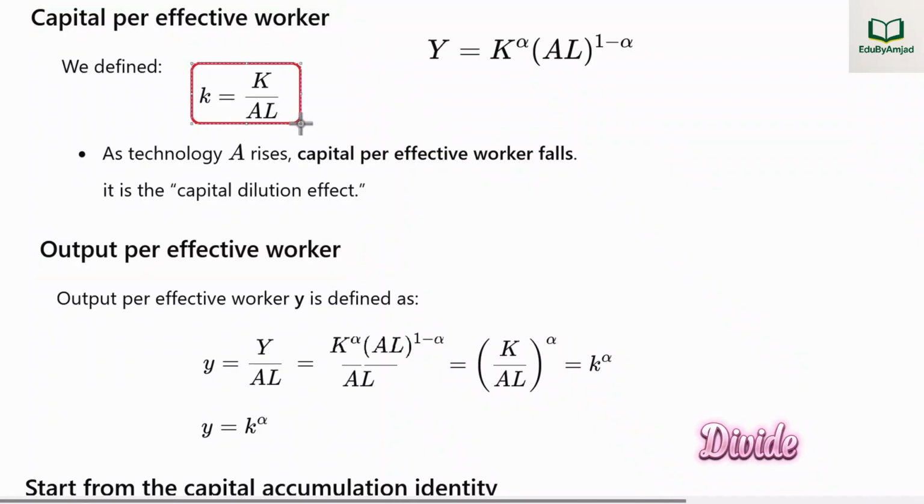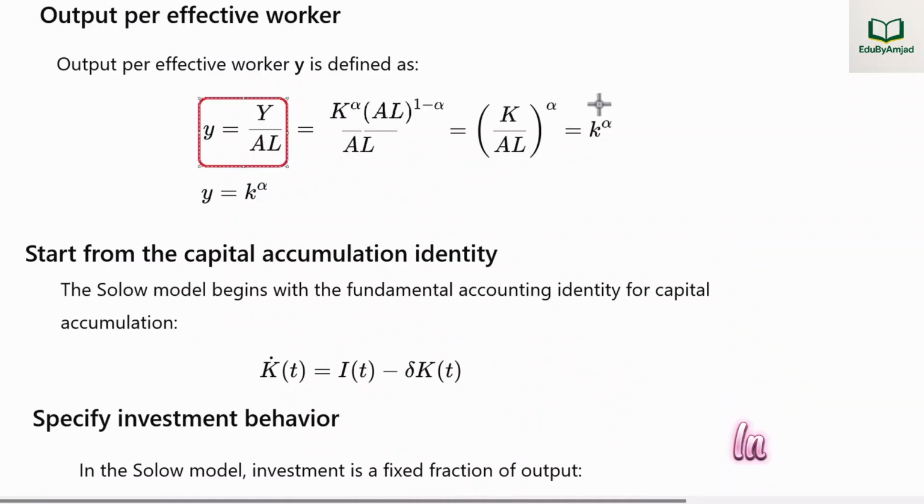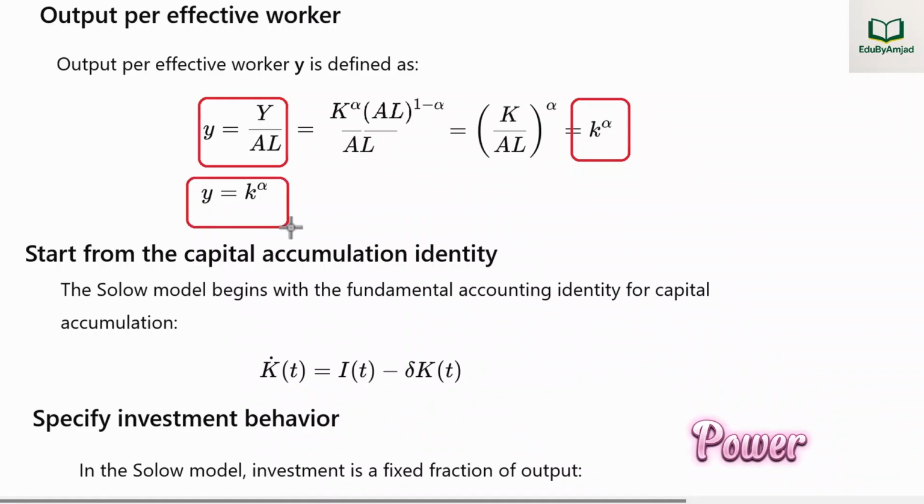To simplify the analysis, we express all variables in per effective worker terms. That is, we divide output and capital by the level of technology and the size of the labor force. This transformation removes scale effects and allows us to focus on capital deepening. In per effective worker terms, output equals capital raised to the power alpha. This simple relationship is the core of the Solow model.